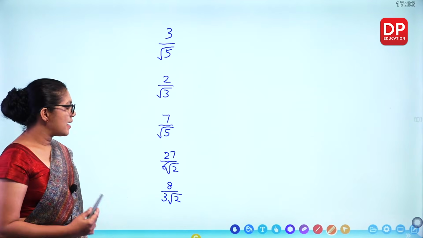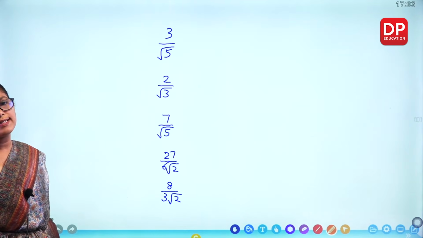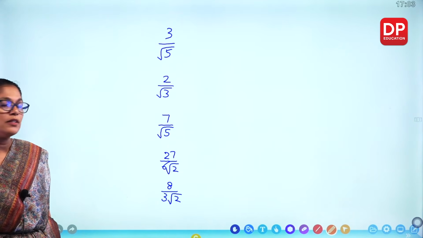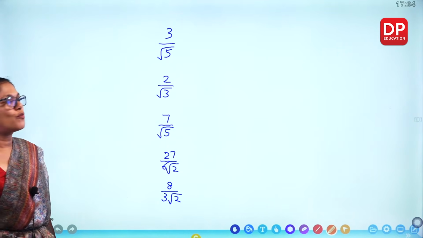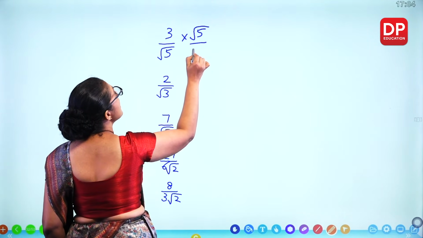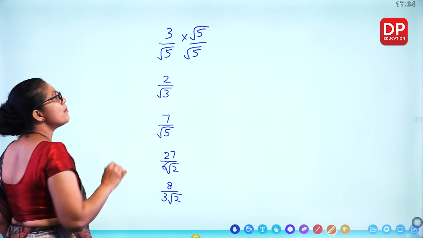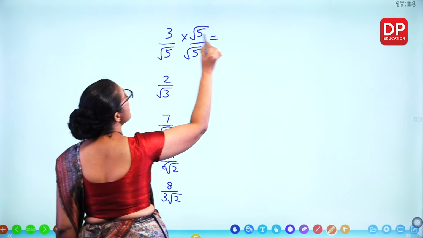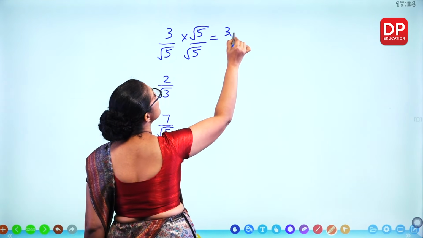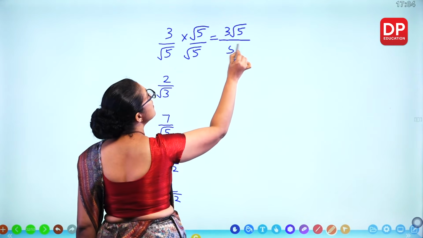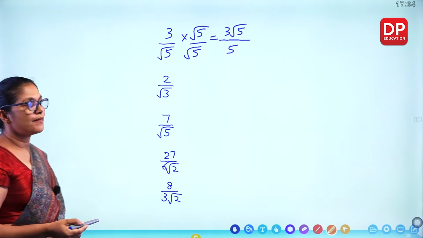Now we'll take some examples to rationalize the denominator. So in this one, what's the surd value? In the denominator, root 5. So what we do here, you multiply by that surd value, both the numerator and the denominator. Then simplify. 3 times root 5, you get 3 root 5. Over root 5 times root 5, you get 5.